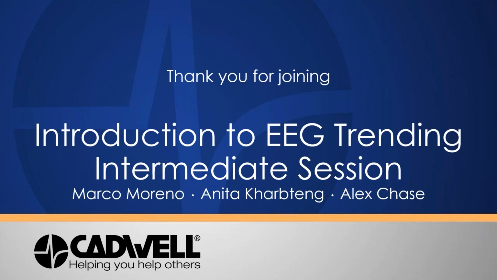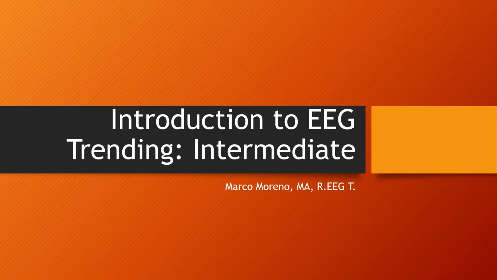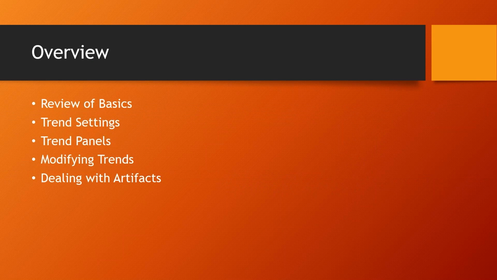All right, so let me get started. This is the intermediate session. We went over the basic session last week. And so what you're going to see is a lot of the same stuff that we saw last time, but in a little bit more detail. And we'll add some other information like trend settings, a little bit deeper on the trend panels, and talk about modifying the trends. And one of the questions that came up last week was, how do you deal with artifacts? So we'll talk about dealing with artifacts.